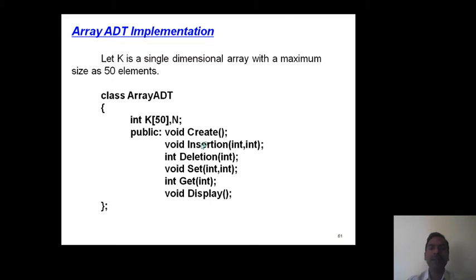Now the possible member functions are void create, void insertion of int, int, deletion of int, void set of int, int, get of int, and void display operations. So here we are specifying different types of operations like create, insertion, deletion, set, get and display operations. Now we discuss these operations one by one.